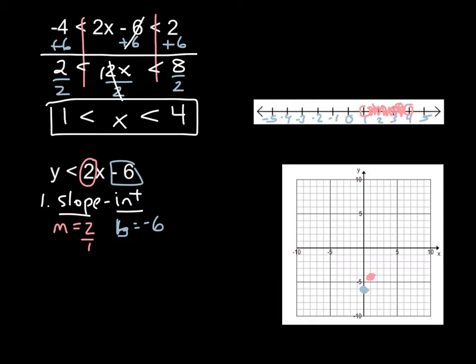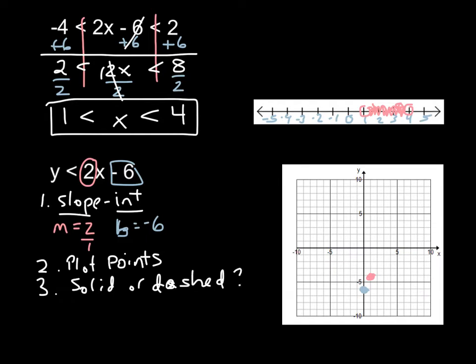Now we decide, is this a solid line or a dashed line? That's our second step, plot some points. We already did that. Step 3, is it solid or dashed? Again, the decision for that is found right here. It's a less than sign, not less than or equal to. So this is going to be a dashed line when we graph it. So we graph this dotted line, dotted or dashed, through those points, and I'll extend it up here as well.